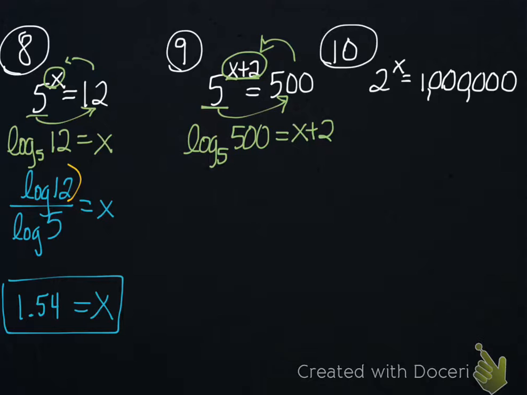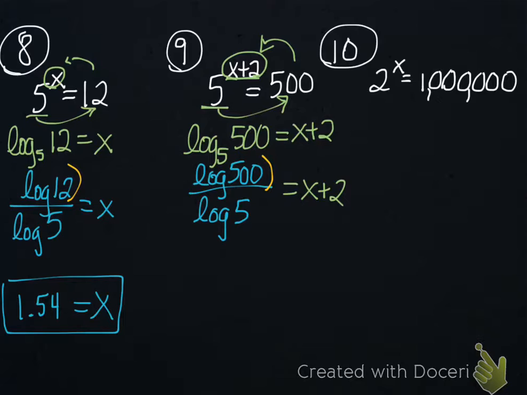Now let's use our change base to simplify the log to find its value. The base goes to the bottom, so log 5 is on the bottom. The argument is 500, it goes on top. Remember, each one gets its own log. I'm not just dividing 500 by 5. That's going to be equal to x plus 2.